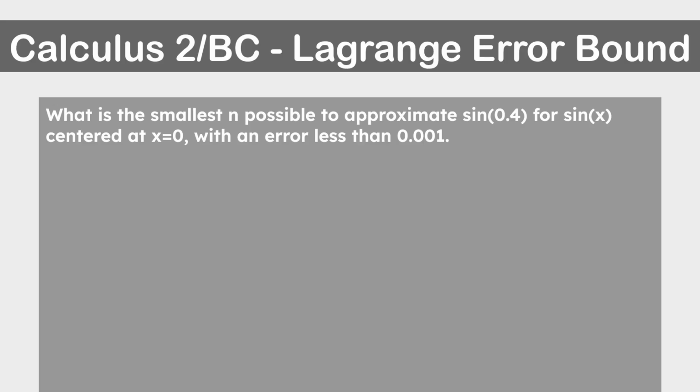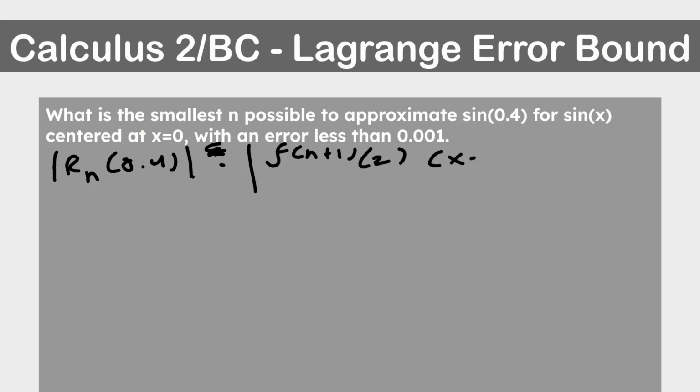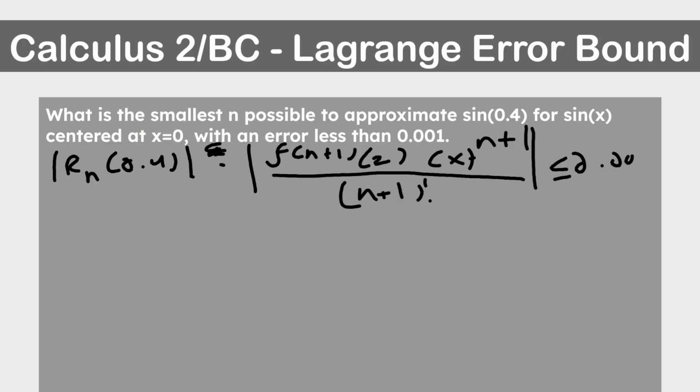Now for our final problem, we have: what is the smallest n possible to approximate sine 0.4, for sine x centered at x equals 0, with an error less than 0.001. So applying the same things we did before, our x here is going to be 0.4, and that's going to be less than or equal to the absolute value of f of n plus 1 at z multiplied by x minus c. C is 0, so we don't need the c. And that's all raised to the power of n plus 1 divided by n plus 1 factorial, and that is going to be less than or equal to 0.001.